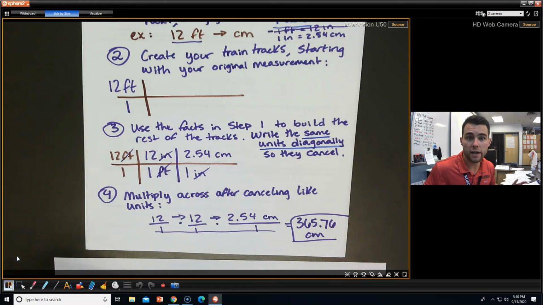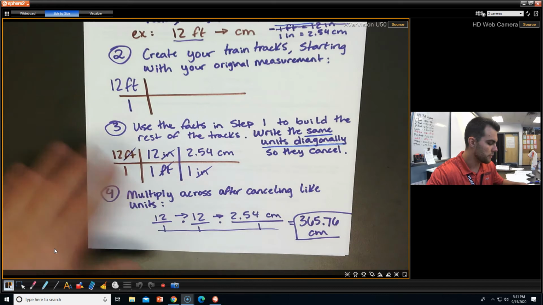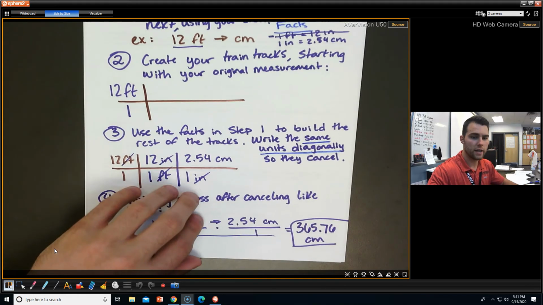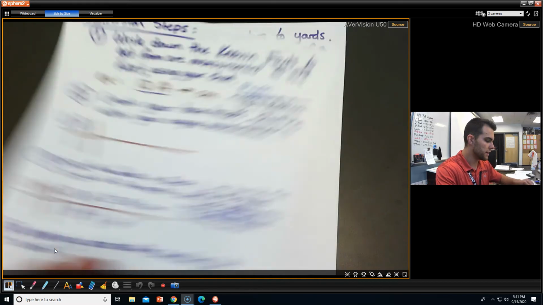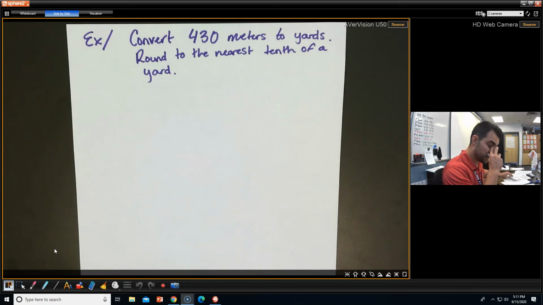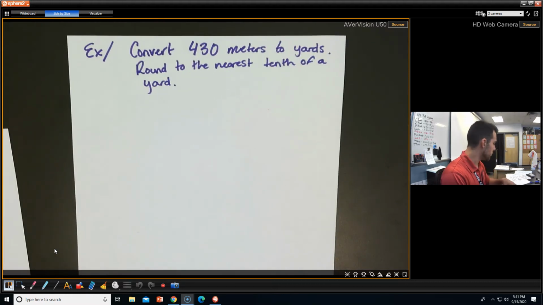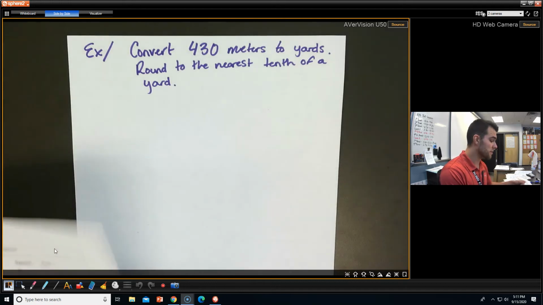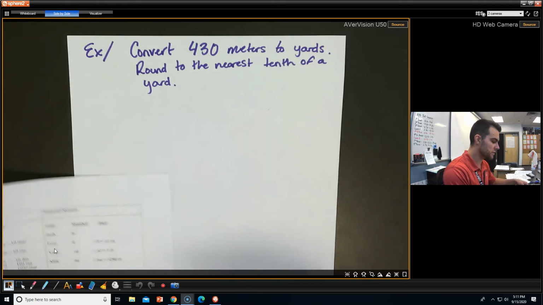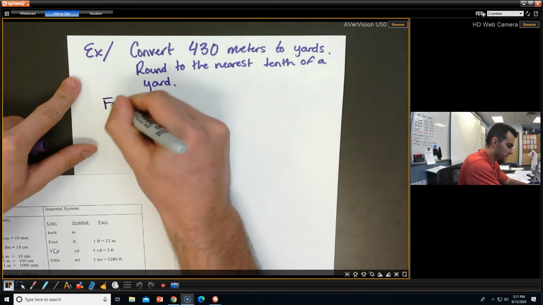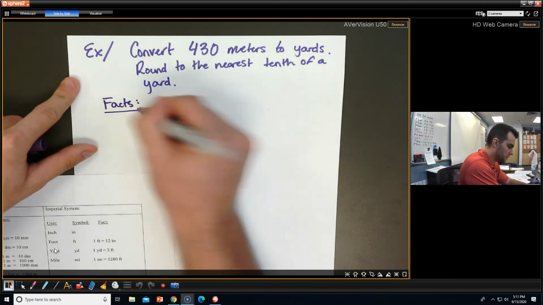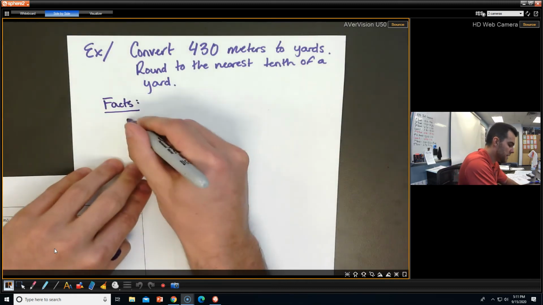Now we're going to see it again. We are going to try this problem right here: convert 430 meters to yards. This time we're going to round to the nearest tenth of a yard. So step one, again using my notes: write down the known facts. What are the facts? Lay them out for me. Well, we're going from meters to yards.